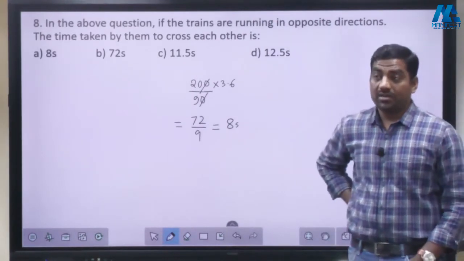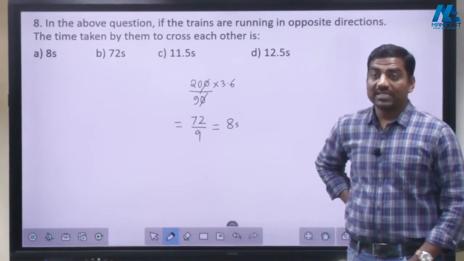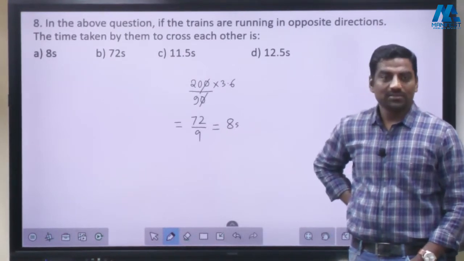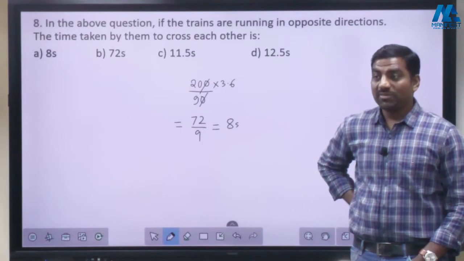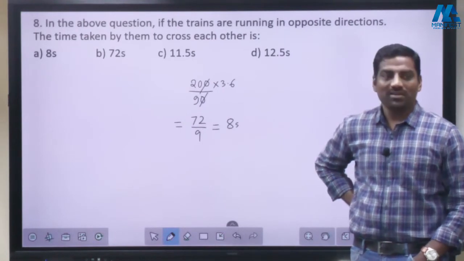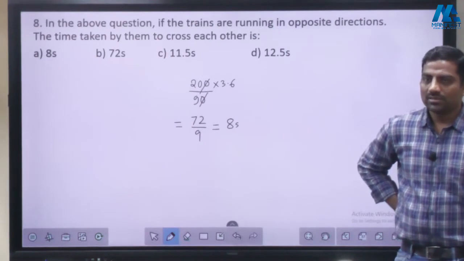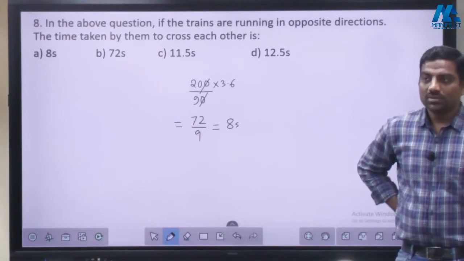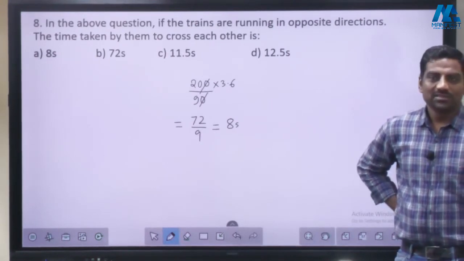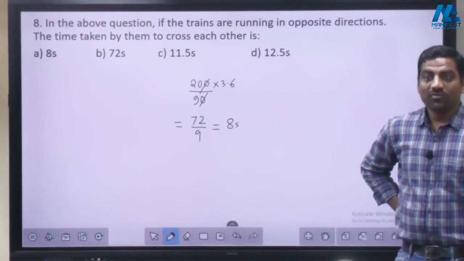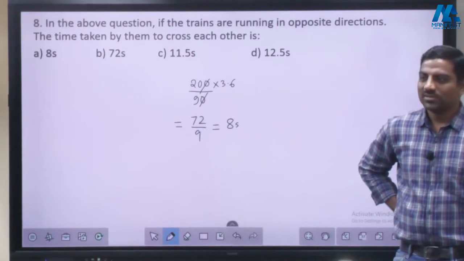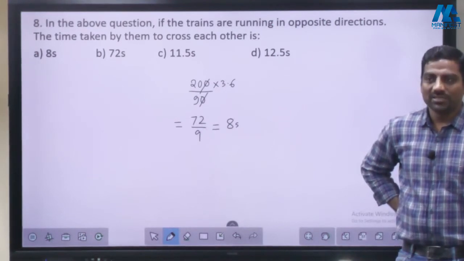See, look at the effect. While they are moving in opposite directions, they will take only 8 seconds. But in the same direction, they will take more than a minute. So can you feel the difference? If an accident happens, how will it be? Very destructive.